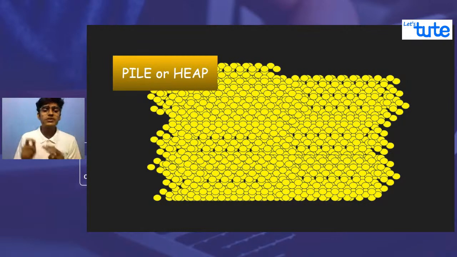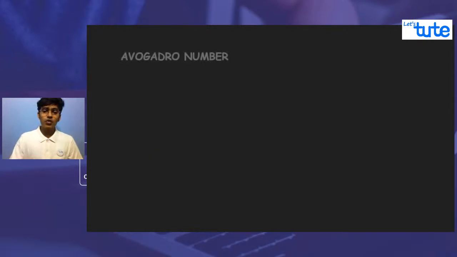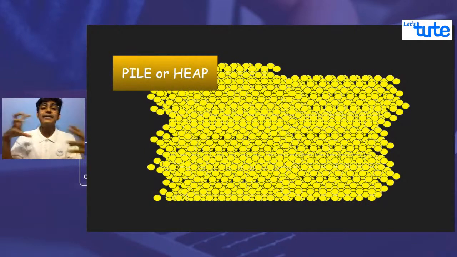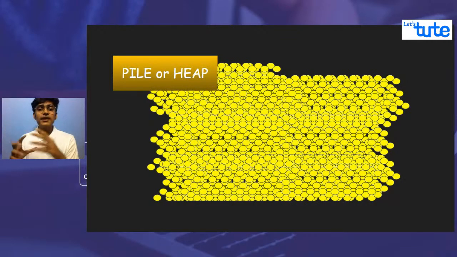Okay, so this was about what a mole is. Now there are many more properties and characteristics of the mole. The question is very simple: how many atoms together make one mole? For example, if I want to make 1 dozen of eggs, I'll require 12 eggs together. Or if I want 1 centimeter, 10 millimeters together make 1 centimeter. 12 eggs together make 1 dozen.